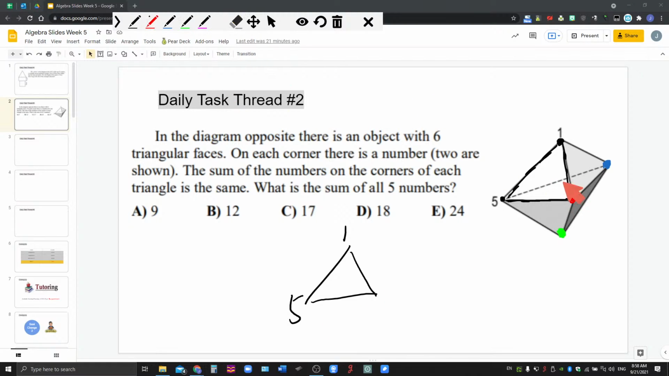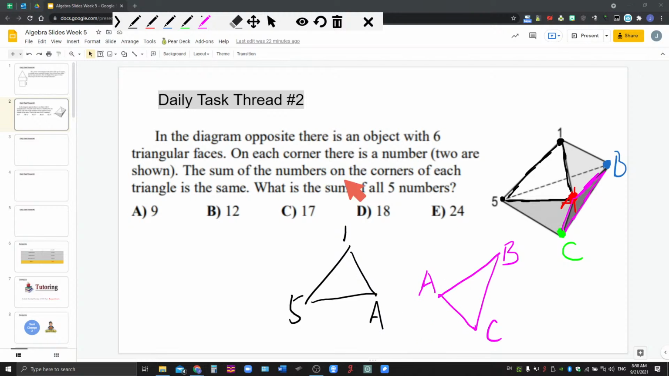Let me just say this point is A, and the blue one, I will name it B, and the green one, I will name it C. So this triangle with 1, 5, and A, and I want you to consider the other triangle with A, B, and C. As you can see, they share a common vertex A.